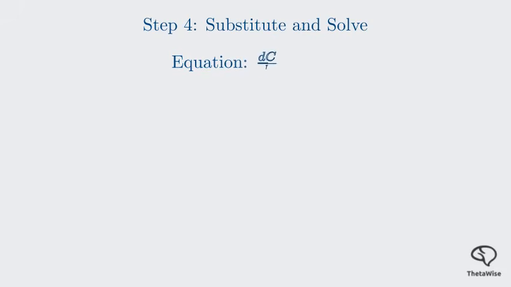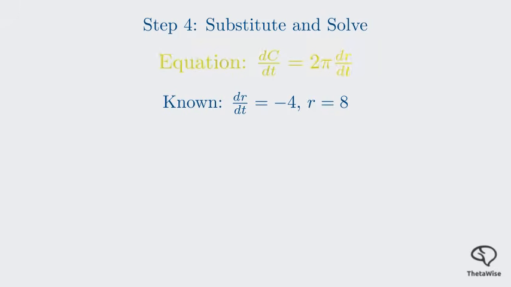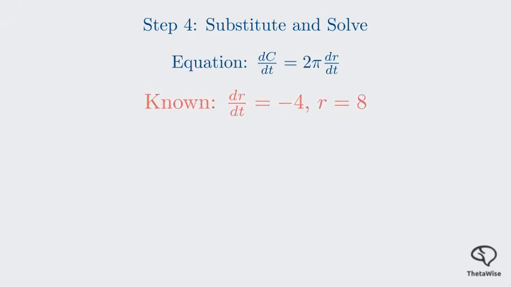Now the final step is to substitute the values we know and solve for the unknown rate. We have our rates equation. dC/dt equals 2 pi times dr/dt. We also know that the rate of change of the radius is -4, and we are interested in the moment when the radius is 8. Let's pause here. Look at our rates equation. dC/dt equals 2 pi times dr/dt. Does it depend on the actual value of the radius? No. It only depends on the rate of change of the radius, dr/dt.